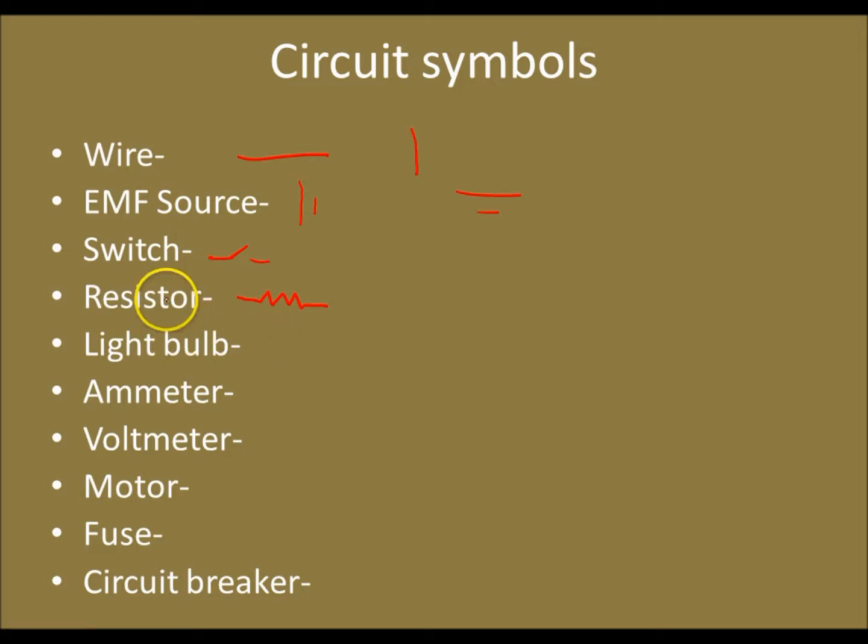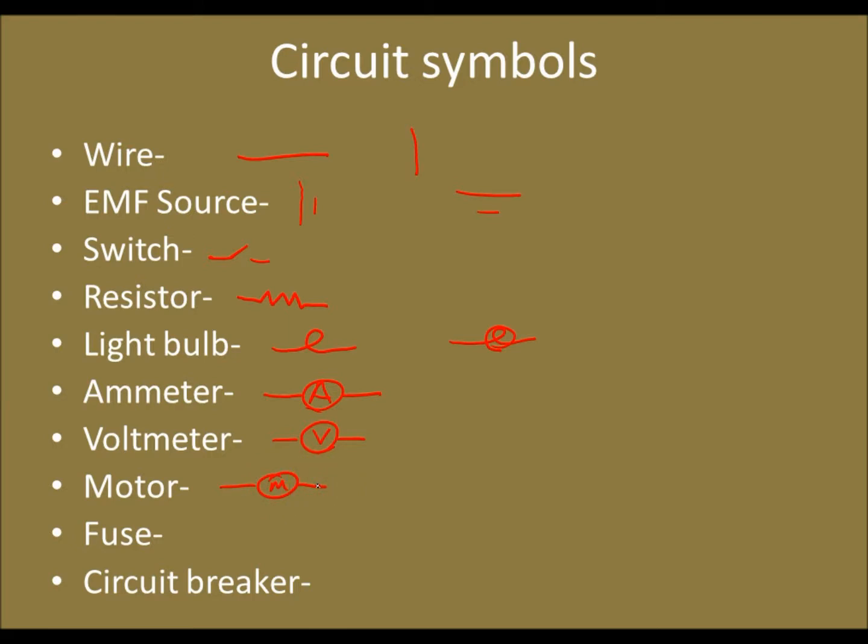Light bulb, now a light bulb is a type of resistor, but it has its own special symbol. It's that. I've even seen it drawn that way, but like a little circle around it. Either one is fine. An ammeter, we're going to talk about what an ammeter means a little bit later. Ammeter is something that measures current. It's an A with a line across it, and these lines are wires connecting to the ammeter. A voltmeter is basically the same thing with a V. A motor, you guessed it, M.